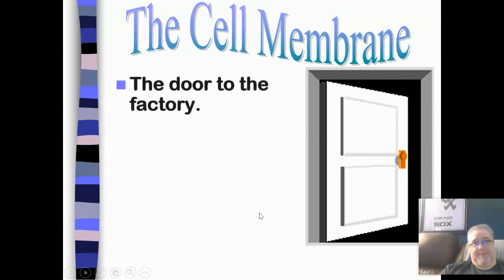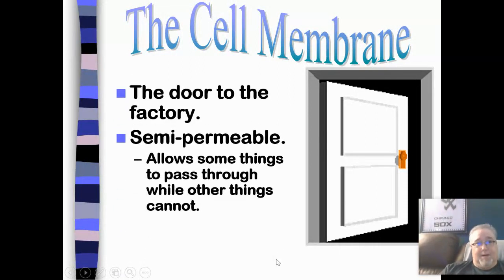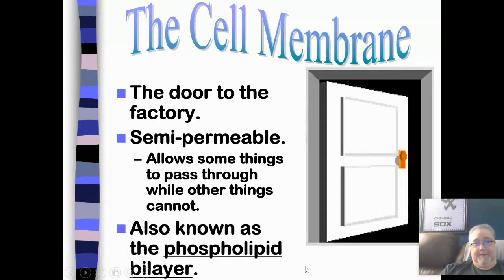Let's talk about the cell membrane. Right, the cell membrane is kind of the door to the cell. A couple things to remember about the cell membrane. Number one is that it's semi-permeable. That means it allows some things to come in, other things it doesn't allow to come in. So it's kind of like a screen door. Some things can pass through it, other things can't.